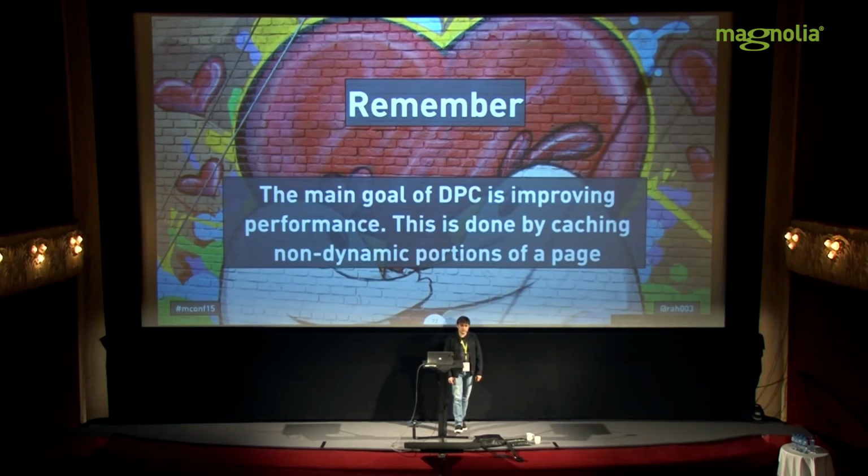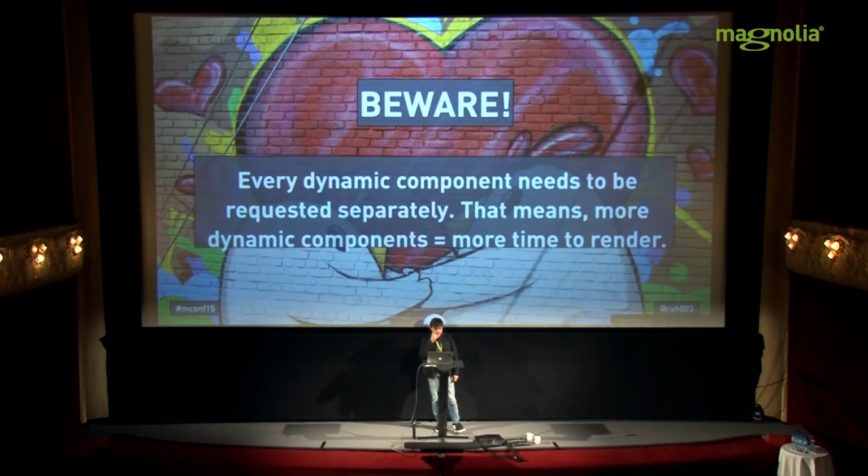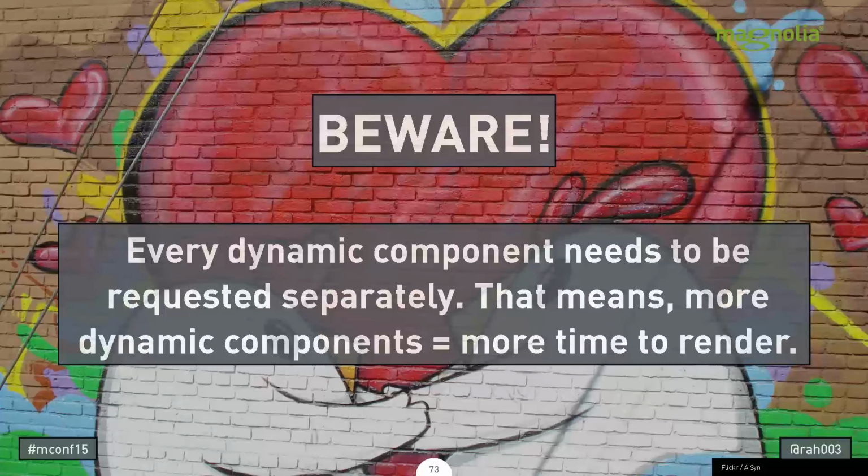Now there is one thing to remember. The whole reason why we did this dynamic page caching is to improve performance. While on its own it improves performance, there are many things which you can do to help it do its job well. One of those things is to know that when you're rendering some dynamic components, we will have to request those dynamic components separately.